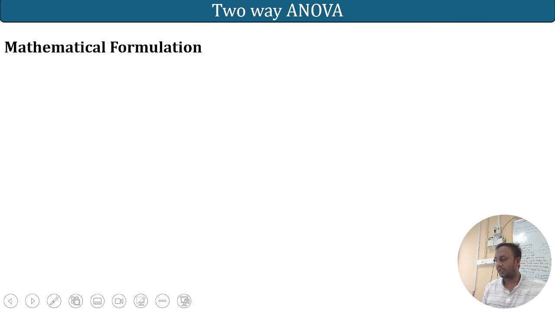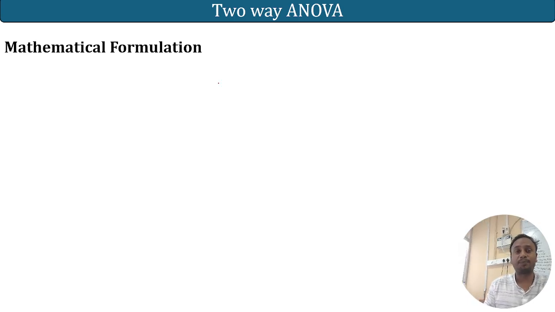So if we go to the mathematical formulation, we'll see what the purpose of the two-way ANOVA is. I'm just trying to explain this so that if you come across any problem, you will be able to catch which test we should apply. So we have the purpose of two-way ANOVA.